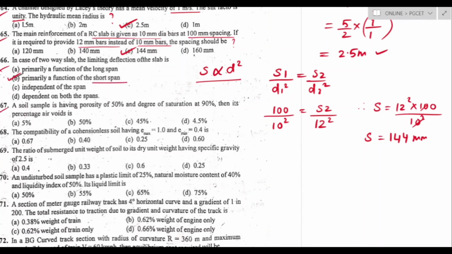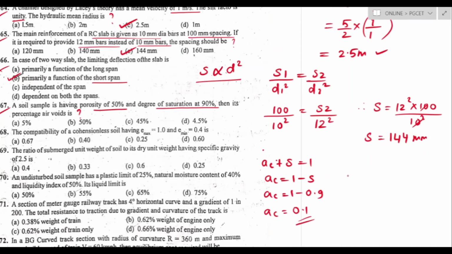Question number 67. A soil sample has a porosity of 50% and degree of saturation of 90%. Then its percentage of air voids is? The relation between the air content and saturation is: air content plus saturation is equal to 1. Therefore air content is equal to 1 minus S. Therefore the air content will be 10%, that is 0.1. And the percentage of air voids is given by porosity multiplied by air content, that is porosity 0.5 multiplied by air content 0.1. So the percentage of air voids is 0.055%. So option A is the right answer.